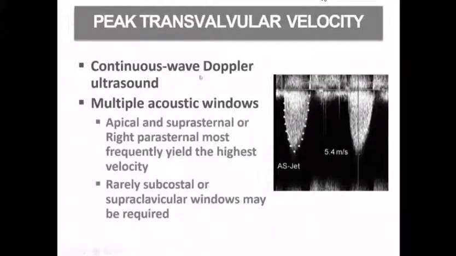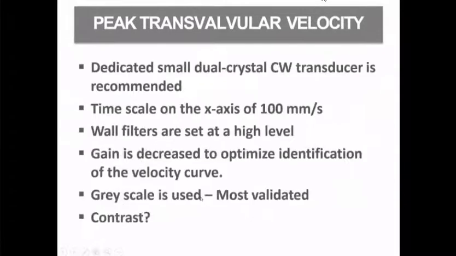And continuous wave Doppler ultrasound uses multiple acoustic windows: the standard views are apical, suprasternal and right parasternal, choosing the view that yields the highest velocity. Rarely, a subcostal or supraclavicular window may be required. A dedicated dual crystal continuous wave transducer is recommended.